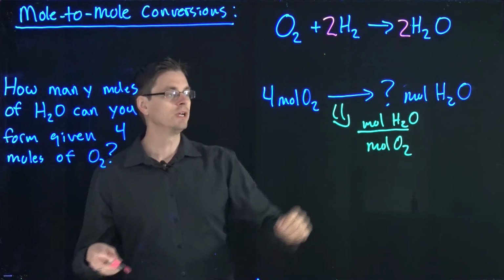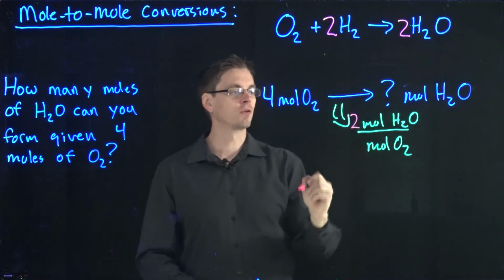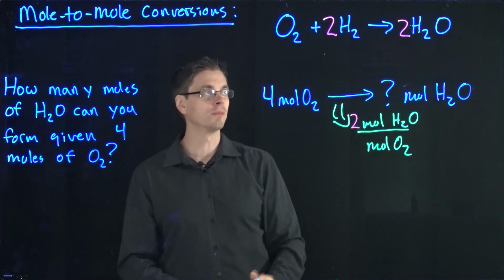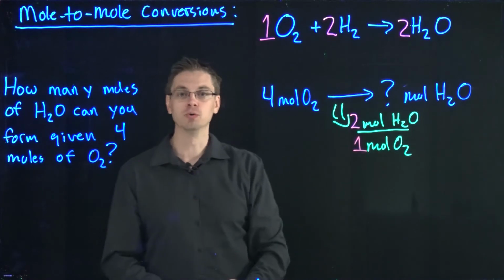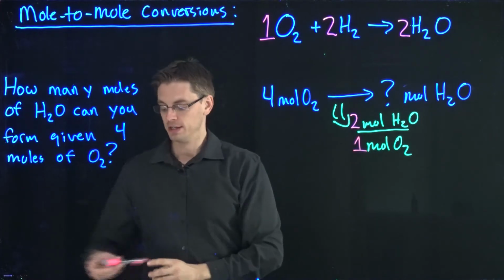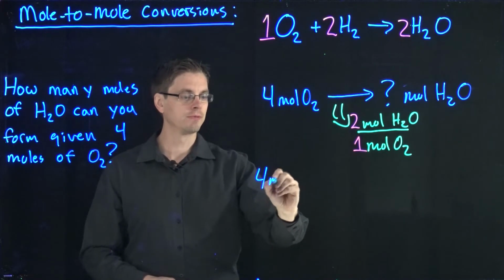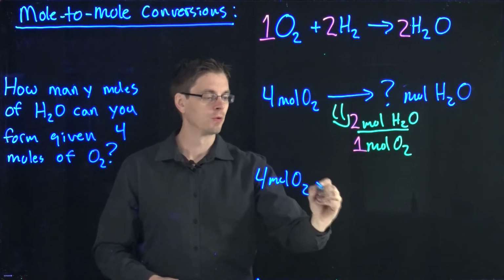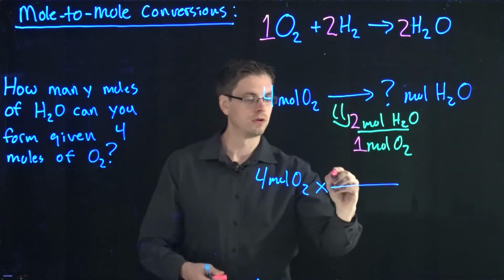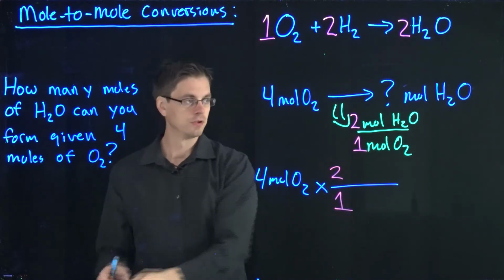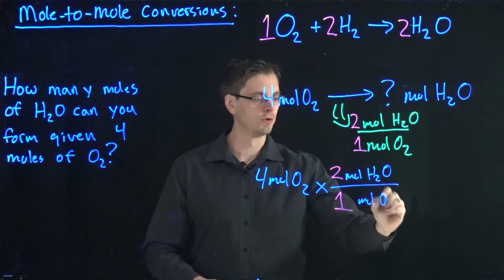So in this case, we can read the coefficient of 2 in front of water tells us that for every 2 moles of H2O that we form, we will have reacted 1 mole of O2, of oxygen. So to carry out the actual solution, we're going to rewrite what we're given here, 4 moles of O2. We're then going to form this conversion factor, 2 moles of H2O for every 1 mole of O2.